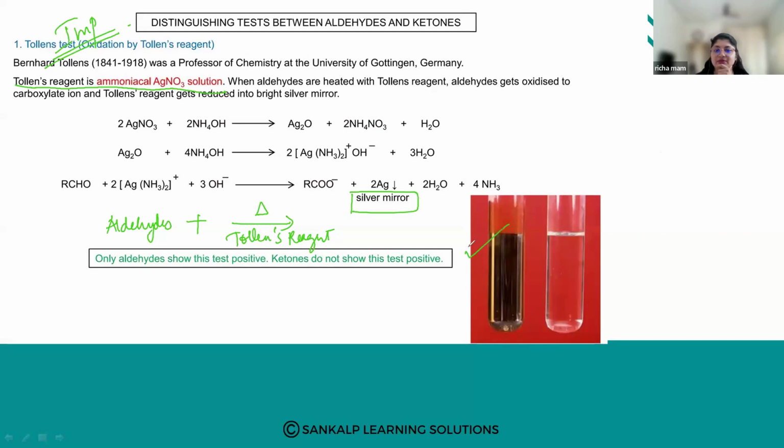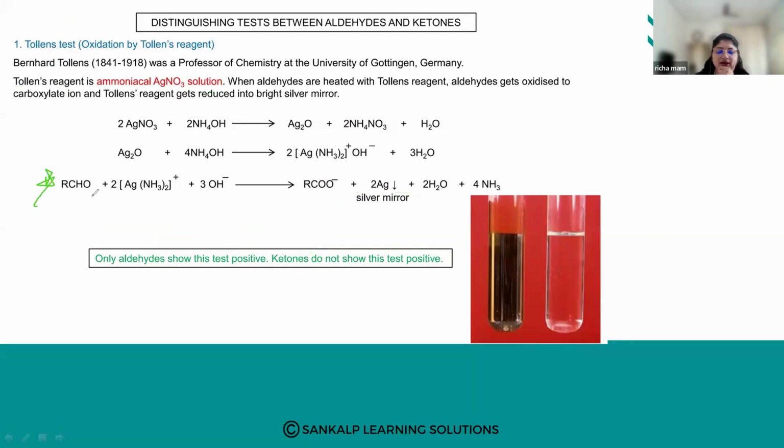Here you can see in the first picture, this is the bright silver mirror. It forms like a metal. Due to the formation of silver metal, the silver mirror is formed. So what is happening here? The aldehyde is getting oxidized to a carboxylate ion. This is the reaction.